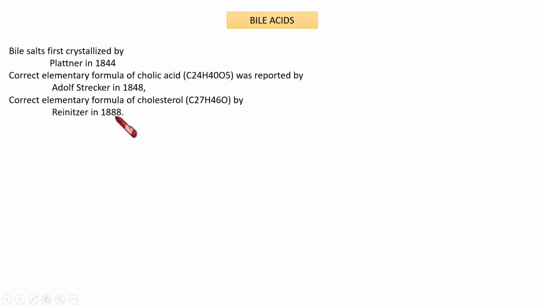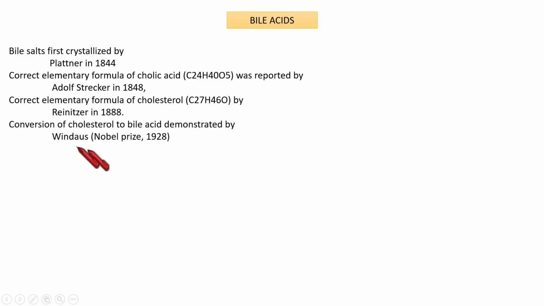in 1888. So why do we mention cholesterol here? Because bile is formed from cholesterol. That's why it's important to mention cholesterol here. And the process of conversion of cholesterol to bile was demonstrated by Wintos, and for that finding, he got the Nobel Prize in 1928.